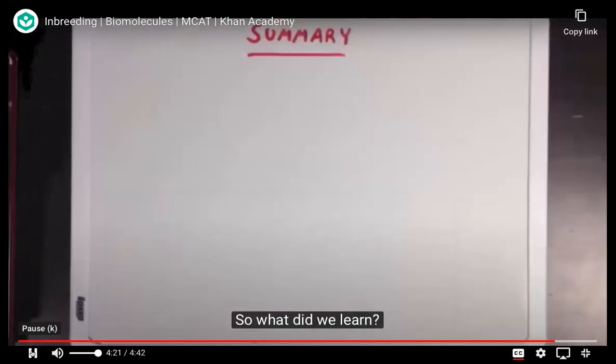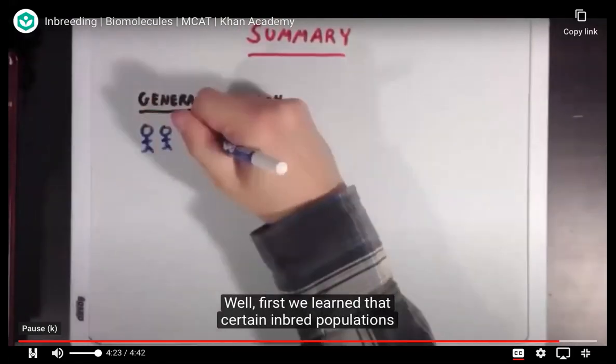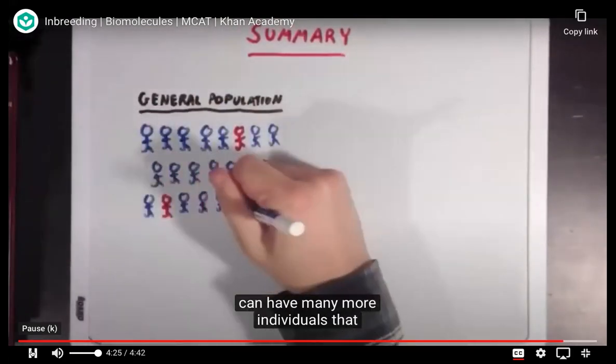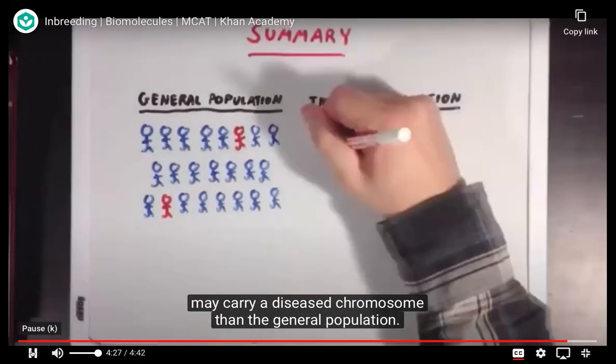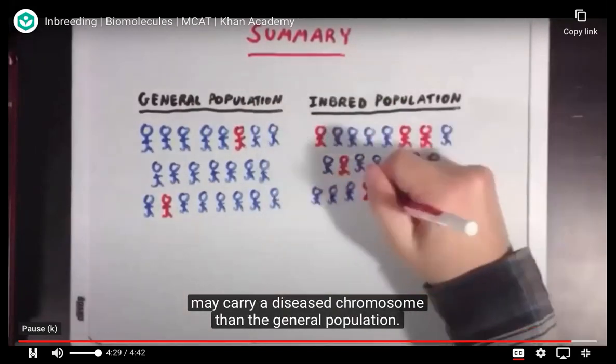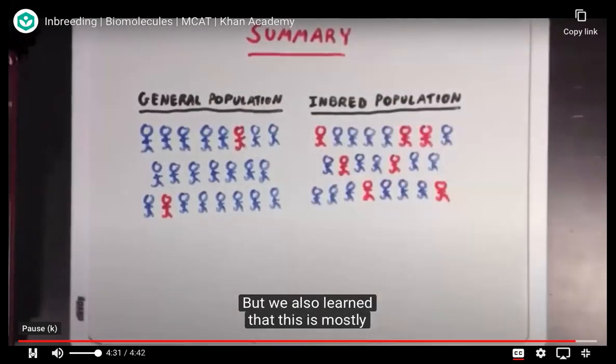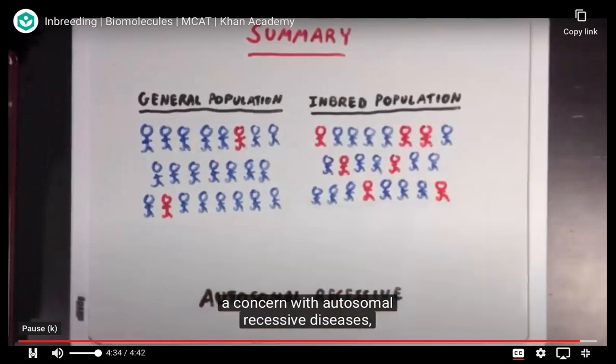So, what did we learn? Well, first we learned that certain inbred populations can have many more individuals that may carry a diseased chromosome than the general population. But we also learned that this is mostly a concern with autosomal recessive diseases, since those generally go more unnoticed than dominant ones do.